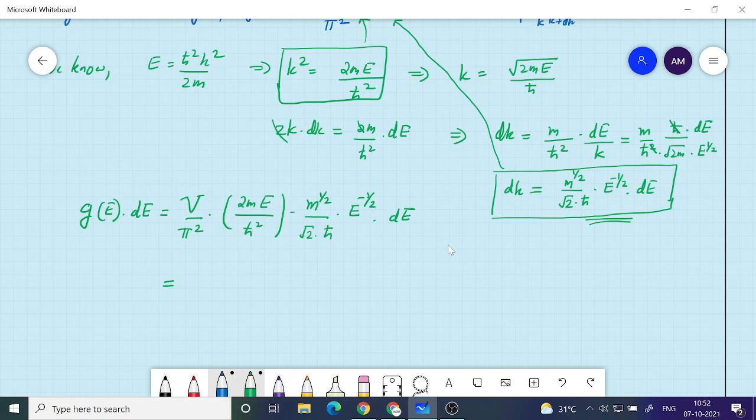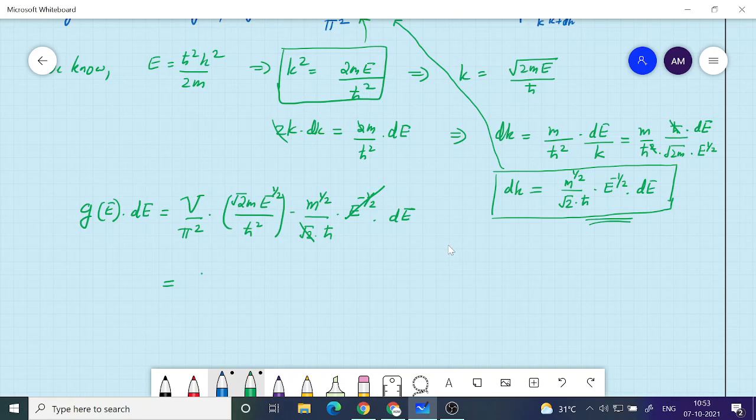Rearrange this. What I can do is cancel this root 2 with this, and then I can write root 2 here. Then what else can I do? e and e raised to minus half I can combine, so I can just cut this and write it as e raised to half. Then m into m raised to half, that is m raised to 3 by 2.